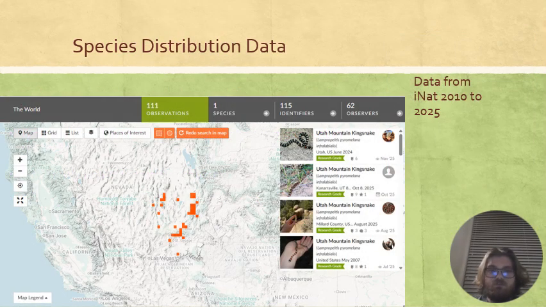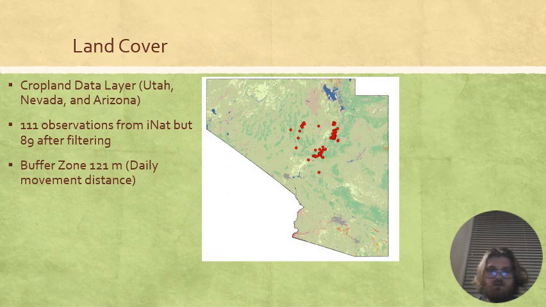Here's my species distribution data. I acquired this data from iNaturalist, and the dates that they occurred from were from 2010 to 2025 with 111 observations. For land cover, I have created a cropland data layer that consists of Utah, Nevada, and Arizona. Few observations are found in Nevada, and I think only one was in Arizona, majority being in Utah. And there were 111 observations from iNaturalist, but after filtering, only 89 points remained.